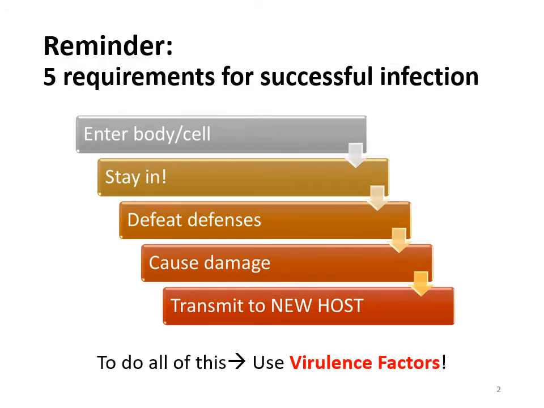The first thing we have with regard to mechanisms of pathogenicity is a slide that you've seen before. Remember I said you have to know the 5 requirements for a microbe to be pathogenic, to have a successful infection. For a microbe to be pathogenic, it must be able to enter the body or cell, stay in, defeat your immune system, your defenses, cause some type of damage, and transmit to a new host. Some students remember it as ESDDT: Enter, stay in, defeat, do damage, and transmit.